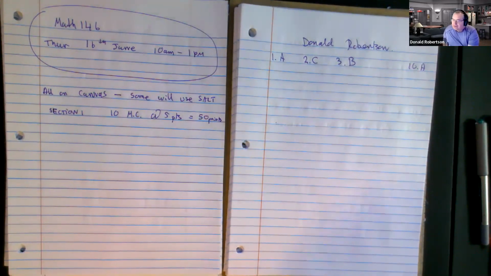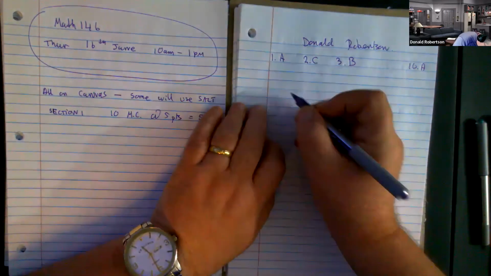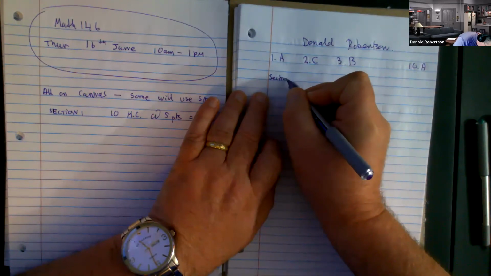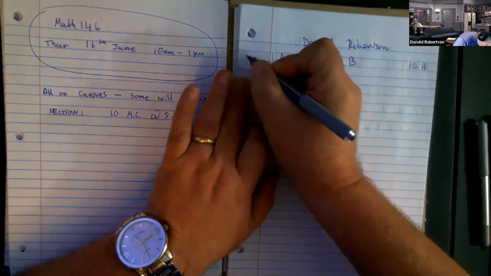I won't see working, don't want to see it. It won't make any difference if I do see it. So make your life and my life easier by just doing it and not copying it. And then you will do section 2. So that was section 1.